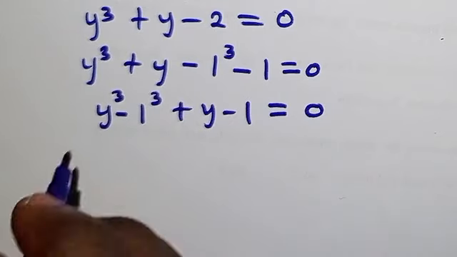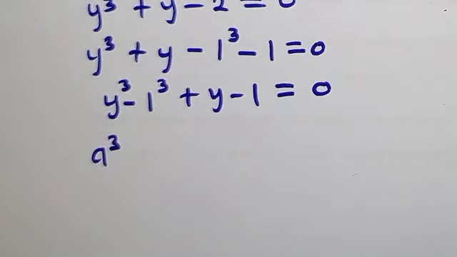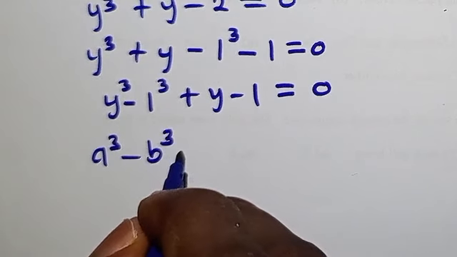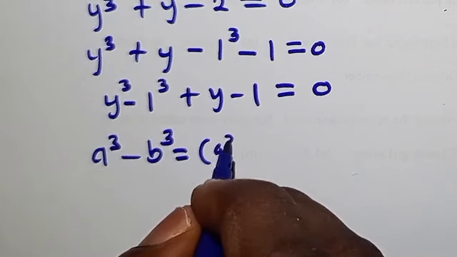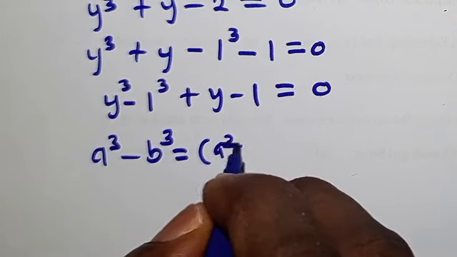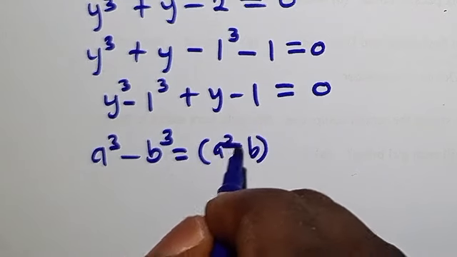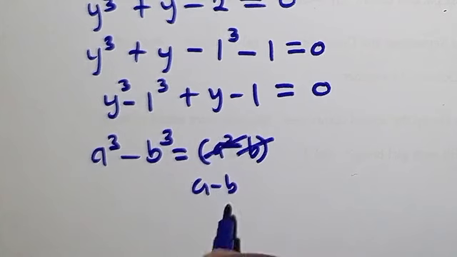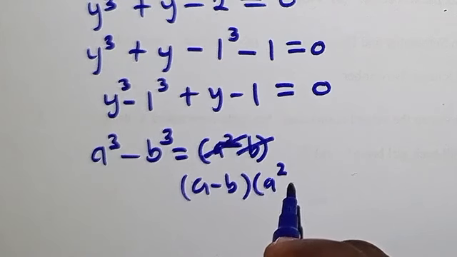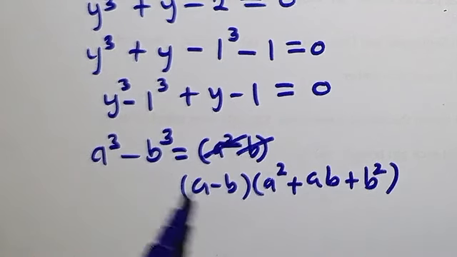Now the next thing I'm going to do here, so we know that when you have a to the power of 3 minus b to the power of 3, this will give us a minus b, okay, a minus b, then a squared plus ab plus b squared. So that is what this will give us.